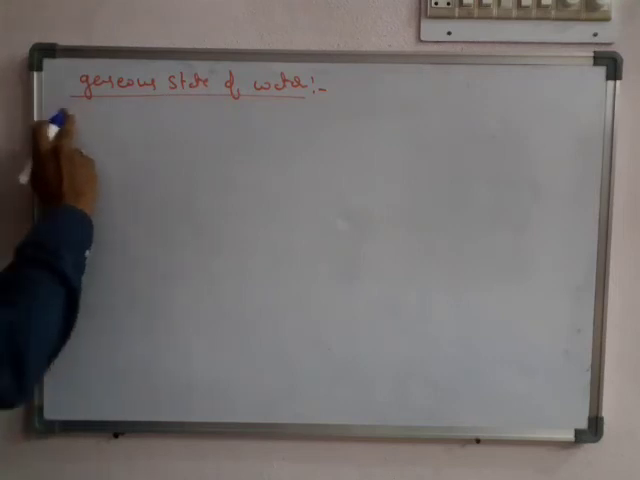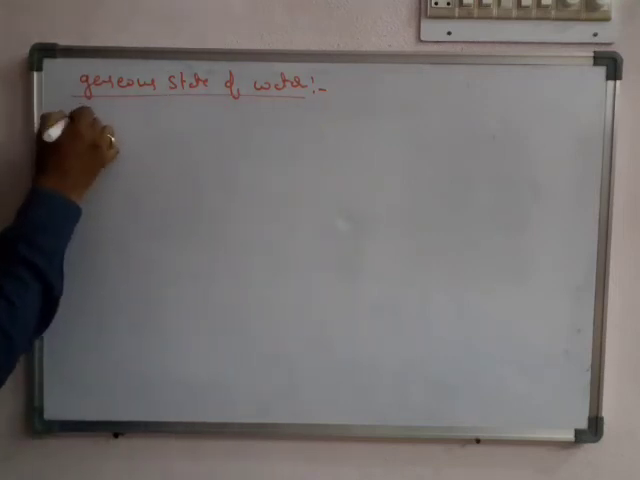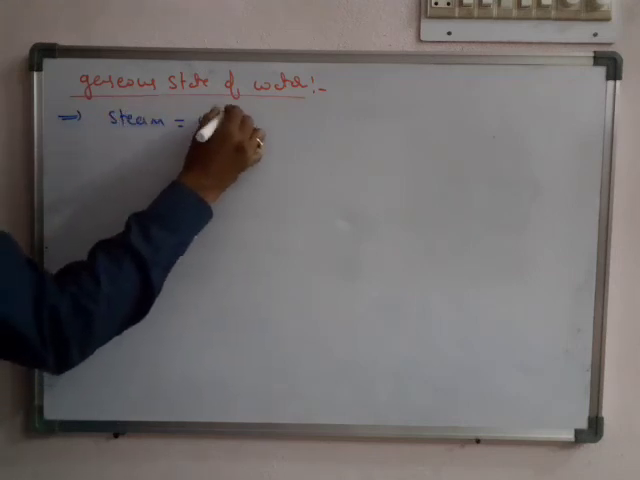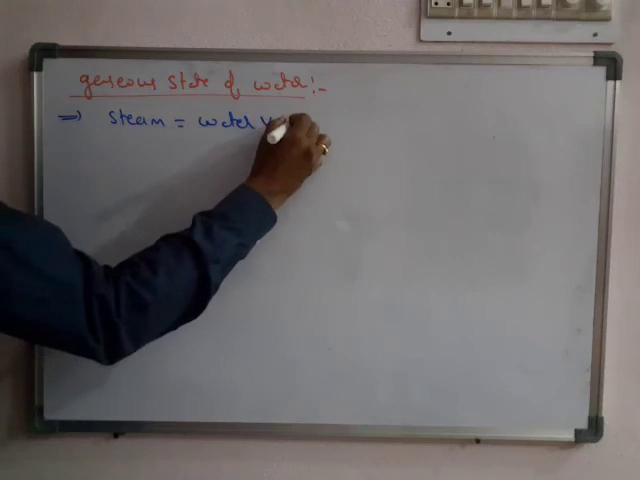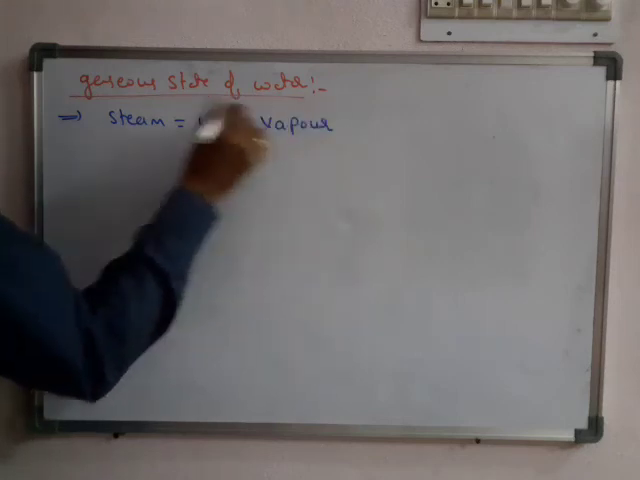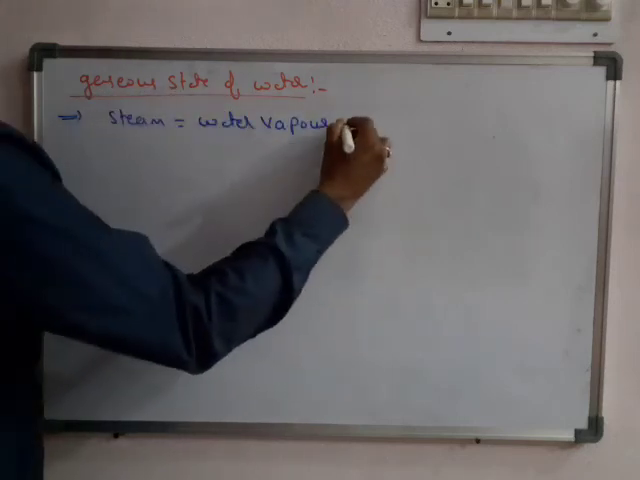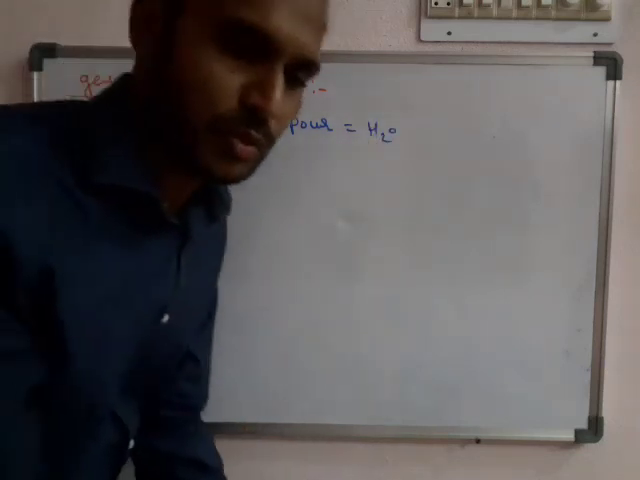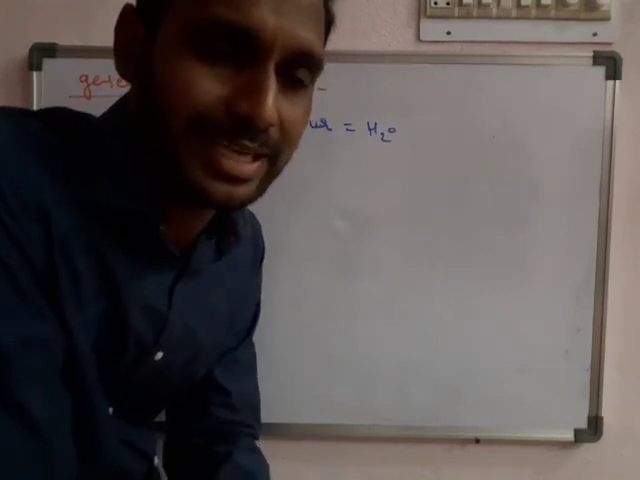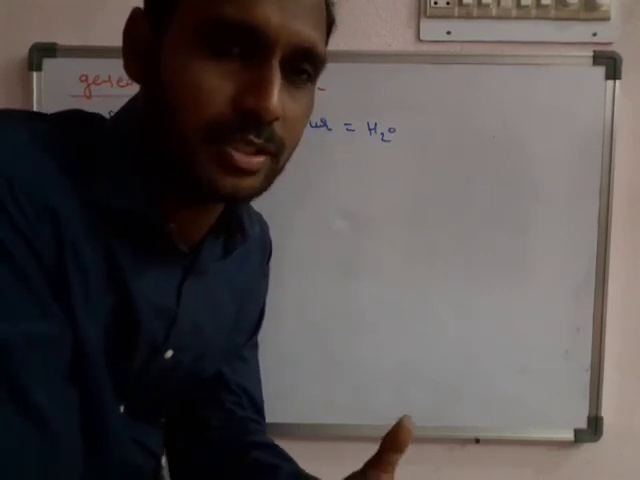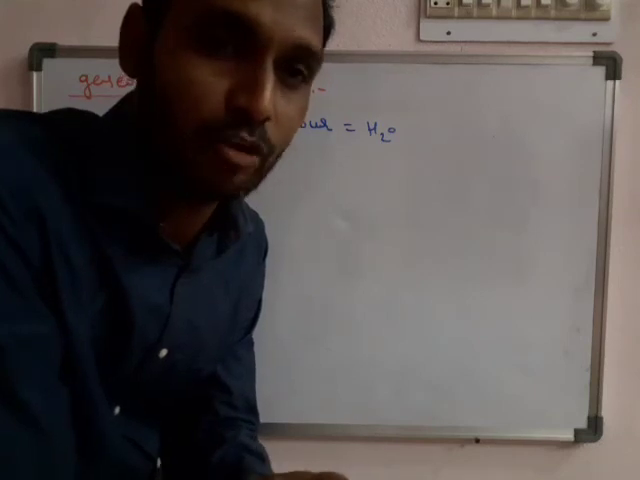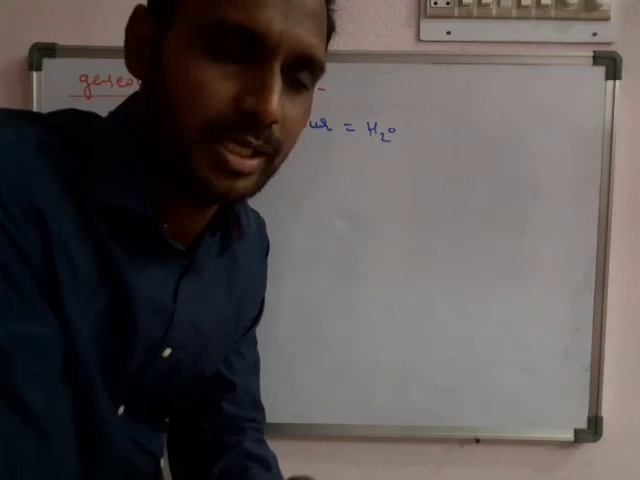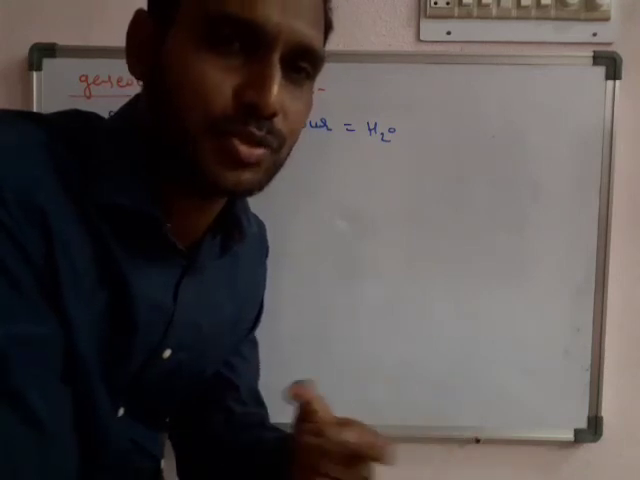Next, what is the gaseous state of water? We know that steam, water vapors, is nothing but the gaseous state of water, which also has the formula H2O. So what is the difference? We know the different physical states are solid, liquid and gaseous. In the solid state, the particles are very close. In the liquid state, not very close, they are near to each other. In the gaseous state, they are very distant from each other.